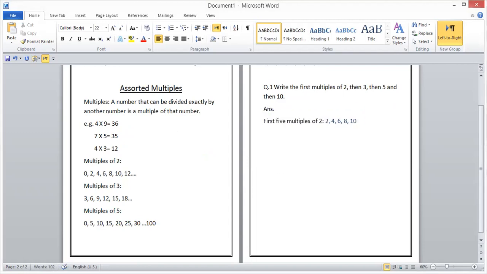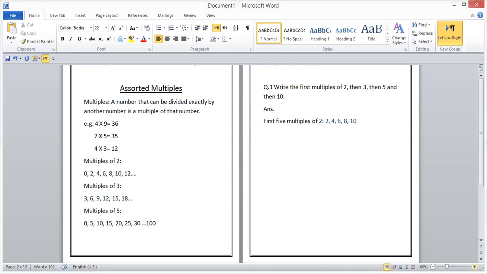First 5 multiples of 2 are 2, 4, 6, 8, and 10. If you want, you can write 0 as well. Clear, guys? You miss words? Which word, Sharif? Please tell me which word.